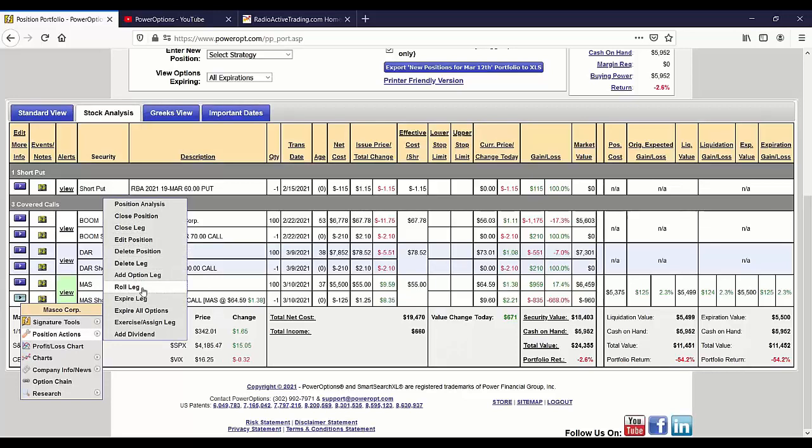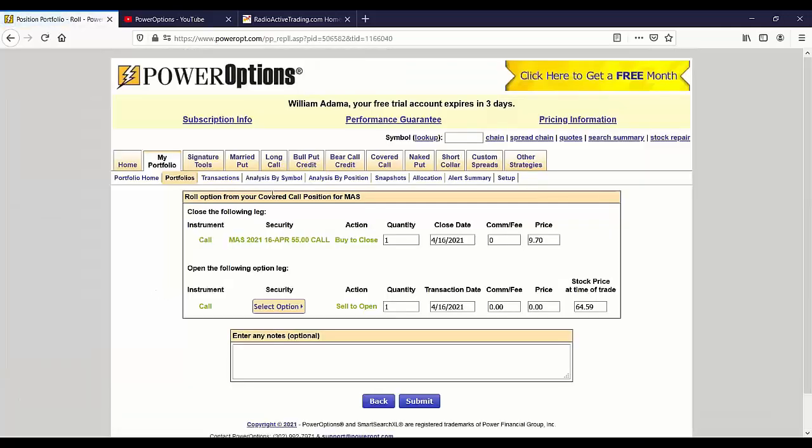Roll leg. If I am going to buy back this 55 call for 960 and roll it up to a 65 strike, I'd use the roll leg feature. If I let it be assigned, I would choose Exercise Assign, and this would simulate having the shares of Masco called away from me at $55. Or in this case, if it expired, if the stock was below 55 and my call expired, I select Expire All Options.